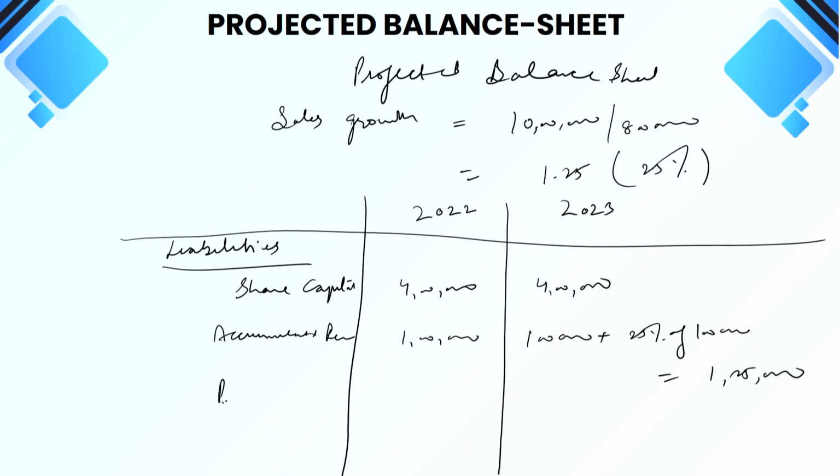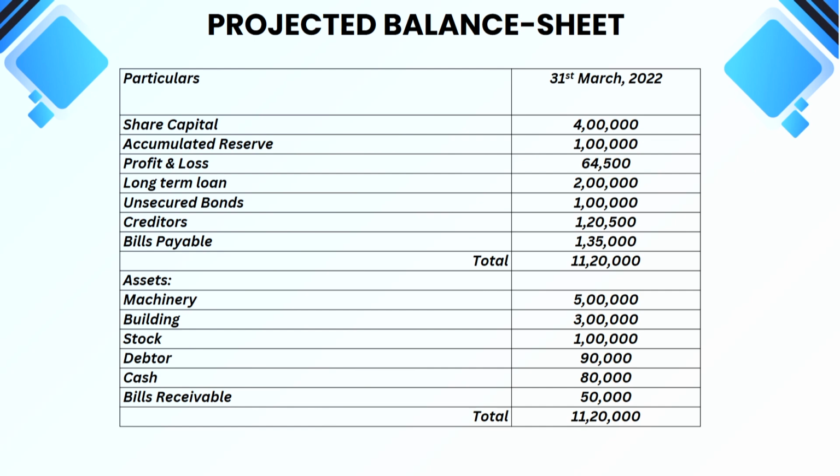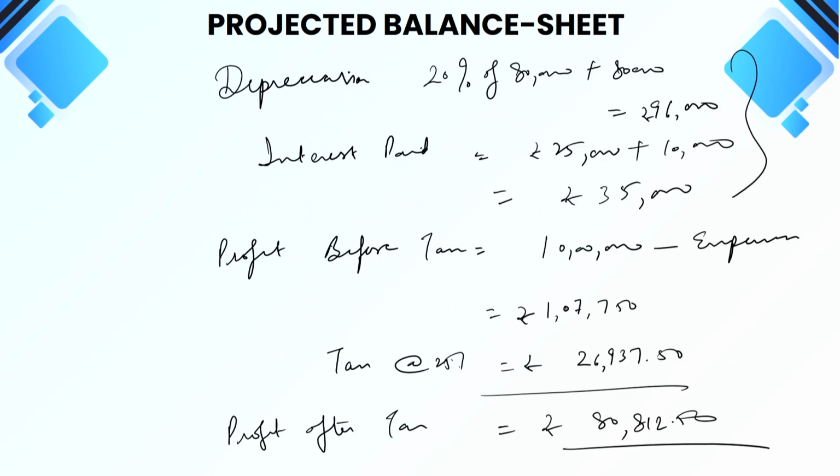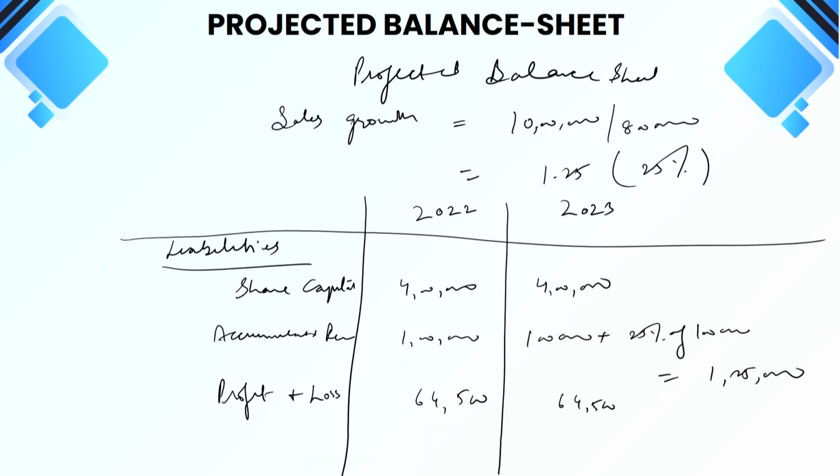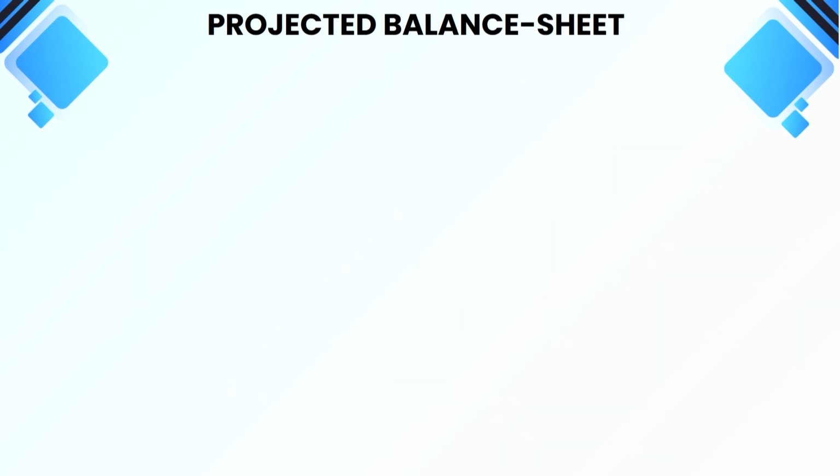Then we have profit and loss, which was given 64,500 in the year. You can see in the balance sheet also the figure of the profit and loss provided to us is 64,500, and we just computed the projected income statement and our profit comes to 80,812 rupees and 50 paisa. So our new profit will be 64,500 plus 80,812 rupees 50 paisa, coming to 1,45,312 rupees and 50 paisa.